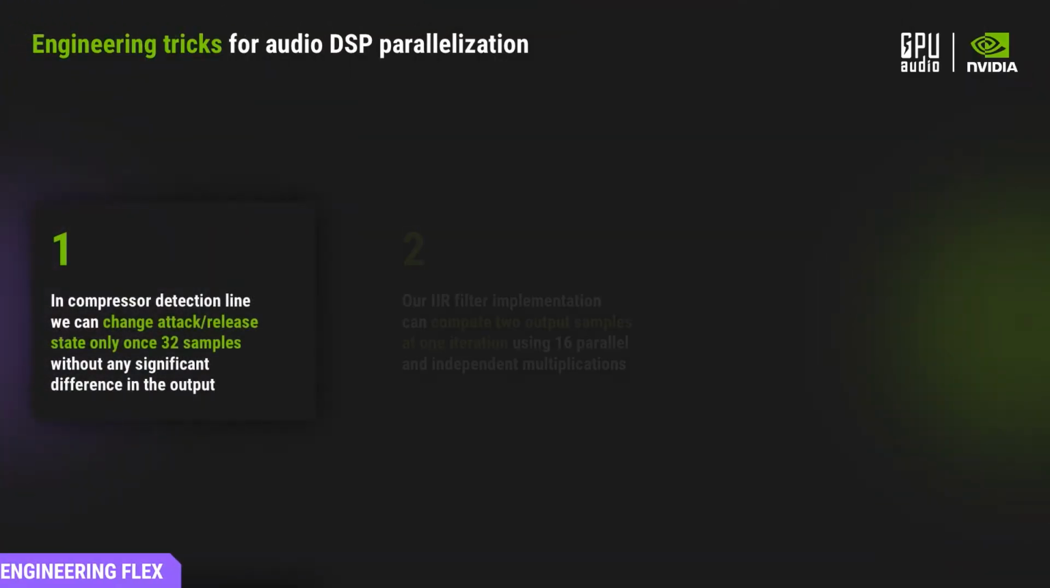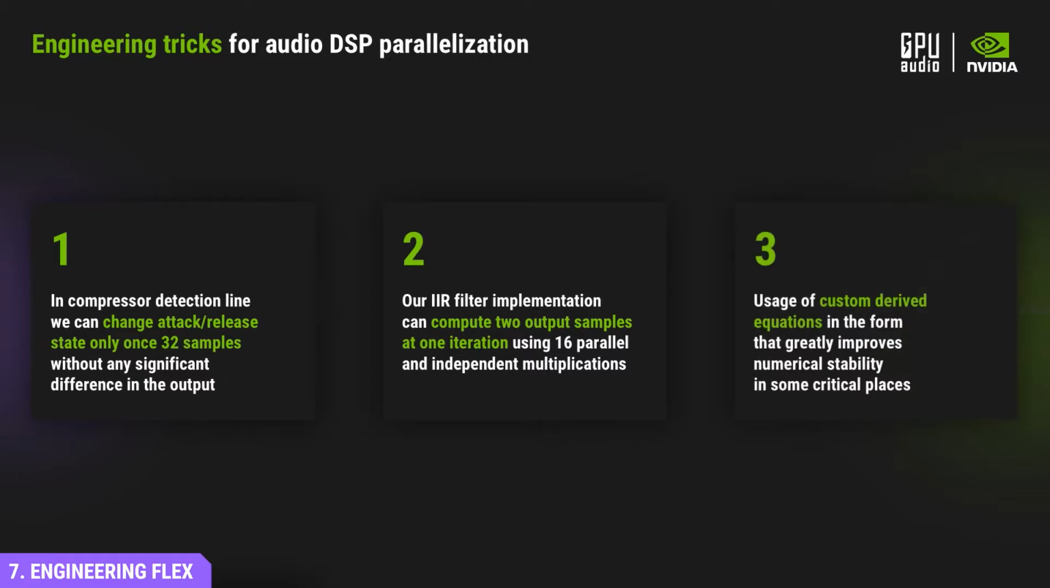Besides the fundamental academic approach here, we also applied some engineering and empiric tricks as well. Using such techniques, we were able to significantly improve performance, such as on compressors by changing the attack and release states only once in 32 samples, or in IIR performance, where it can now compute 2 output samples at once using 16 independent multiplications.